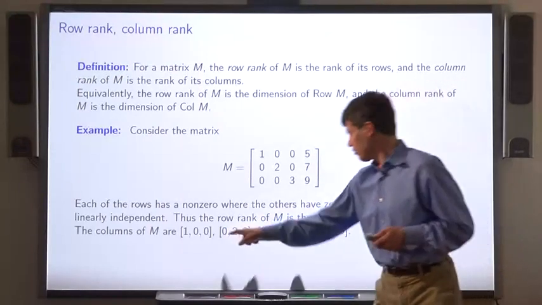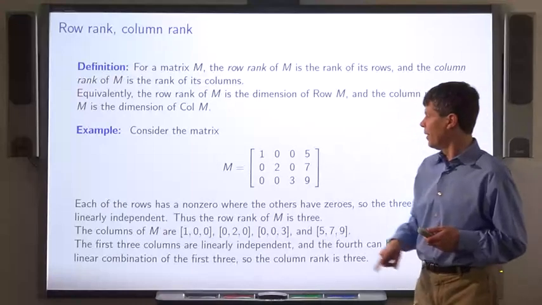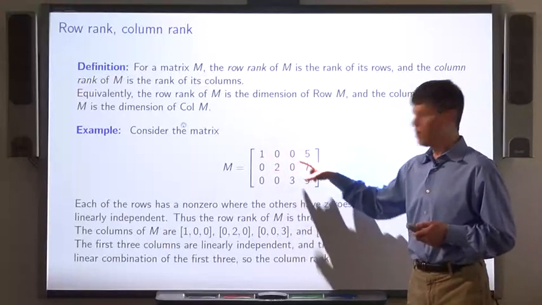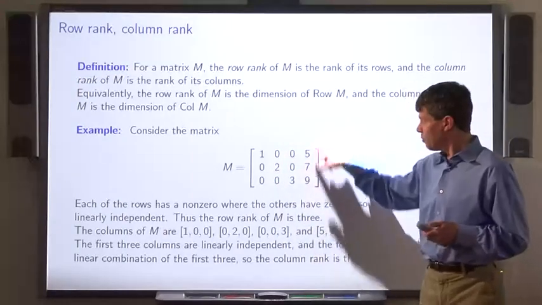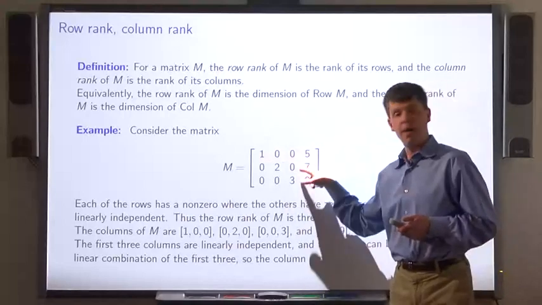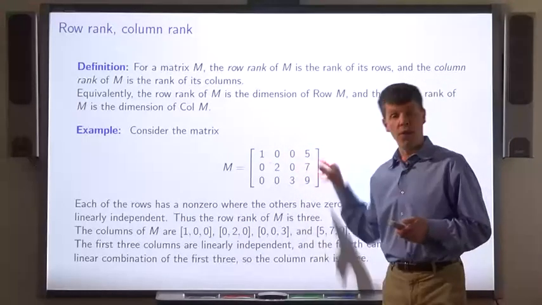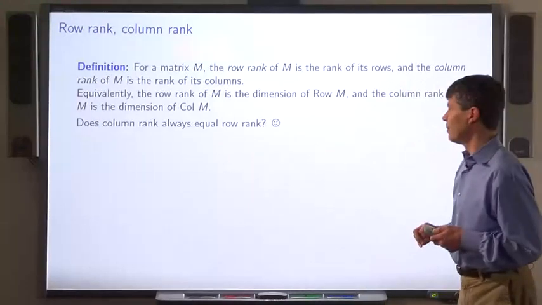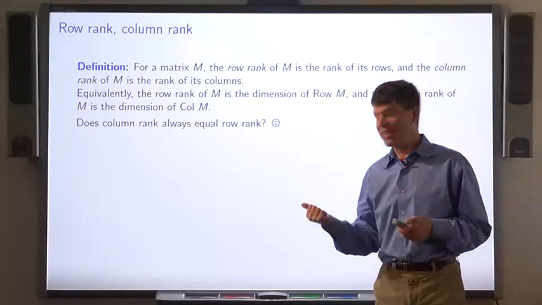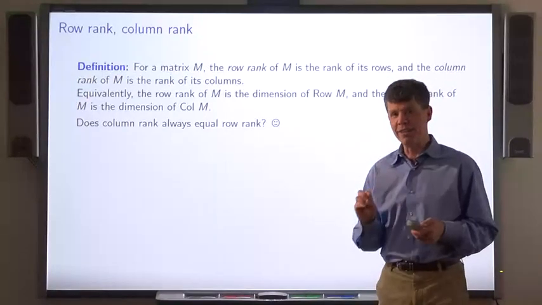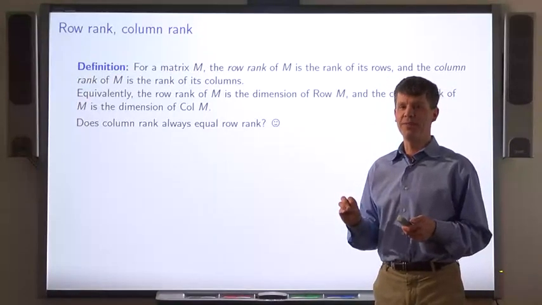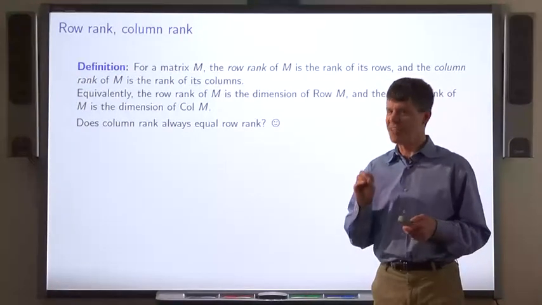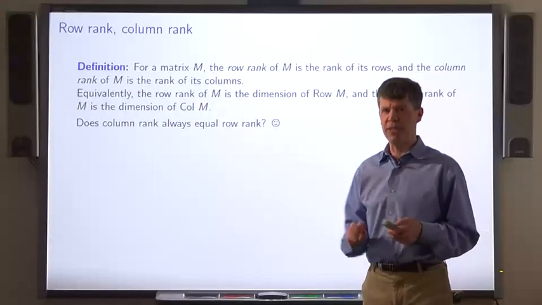The columns are these vectors. Now, the first 3 columns are linearly independent, but you can express the 4th column as a linear combination of the other 3. So the column rank of this matrix is 3. Now, we see that in a couple of examples we've looked at, the row rank happens to equal the column rank. And we'll see later that that's not a coincidence. It's true in every matrix.